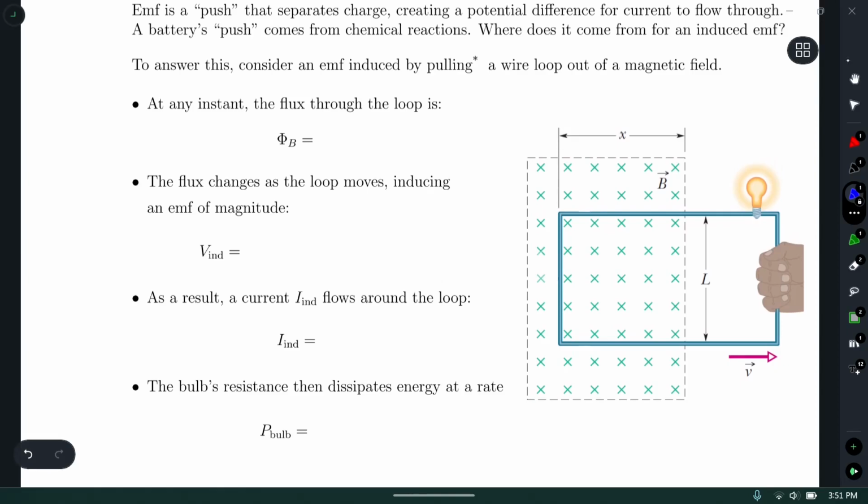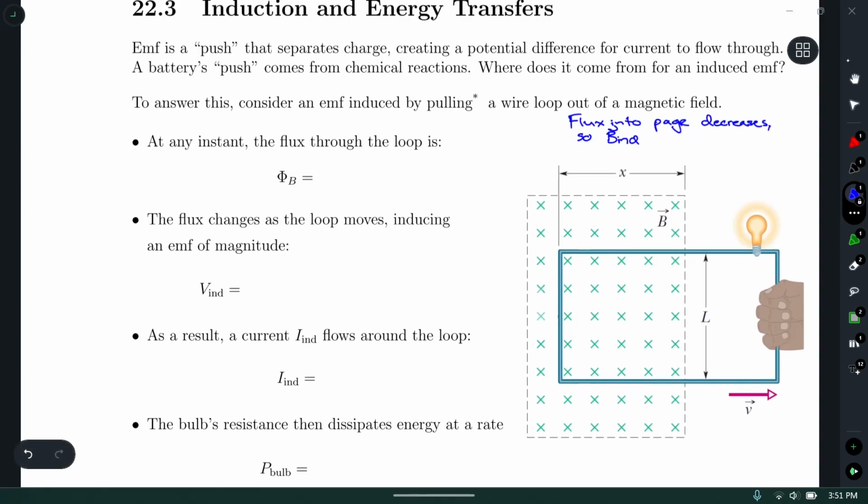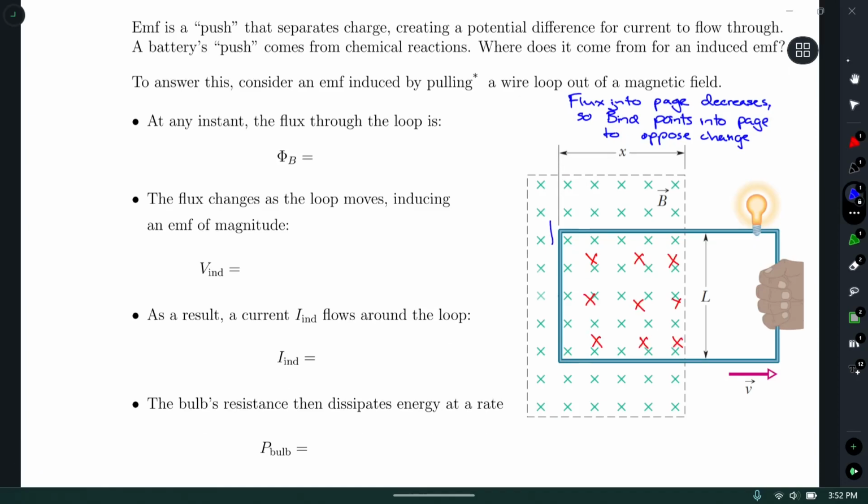So as the loop exits the field, the flux into the page will decrease. So the induced magnetic field, created by the induced current flowing around the loop, must point into the page to oppose this change in flux, this drop. So our induced field will be more like this. That is again going to indicate current flowing clockwise. Like with any other circuit where current is flowing, that can be used to deliver energy to a resistor, or in this case a light bulb, and that energy can be dissipated as light and heat.